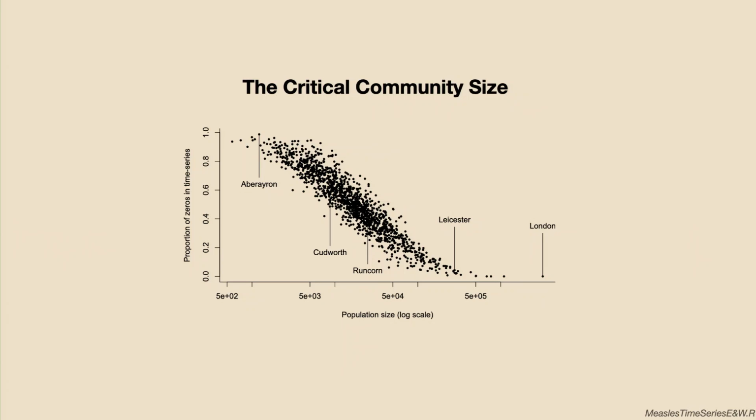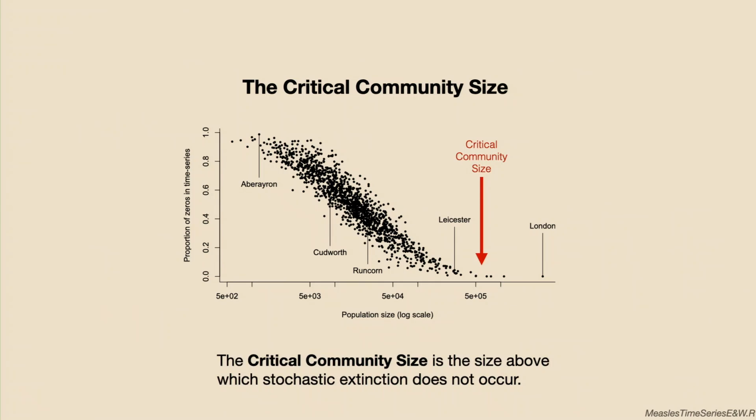This is what the data looks like. And you have all this data if you wish to make these sorts of population projections or plots. These are just some of the names. There's Runcorn, there's Leicester, and then way out here is London. And the concept that Bartlett came up with based on this work was the idea of something called critical community size. And he referred to this as the size above which stochastic extinction does not occur. There's just enough chains of transmission that you're just not going to lose this infection.